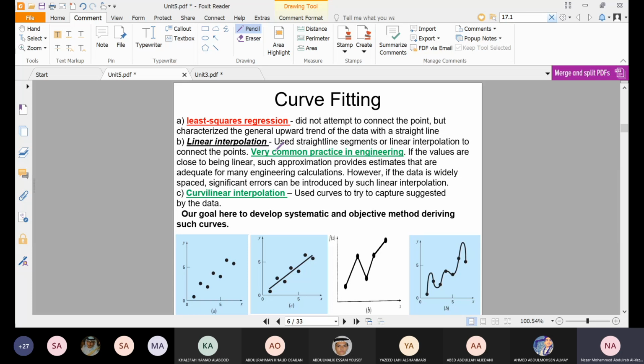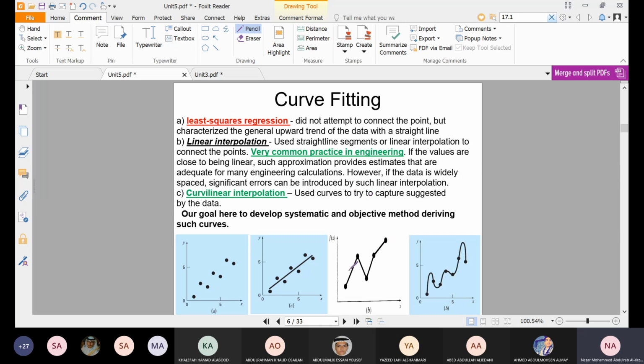Least squares regression does not connect the points. Here we look for the upward trend of the data within a straight line. While in linear interpolation, we use straight line segments that connect the dots. So here we have the least squares, or the best fit, and this is linear interpolation. You can see a line that goes through all the points there. This is very common in engineering. We need to do something like this to approximate this one.